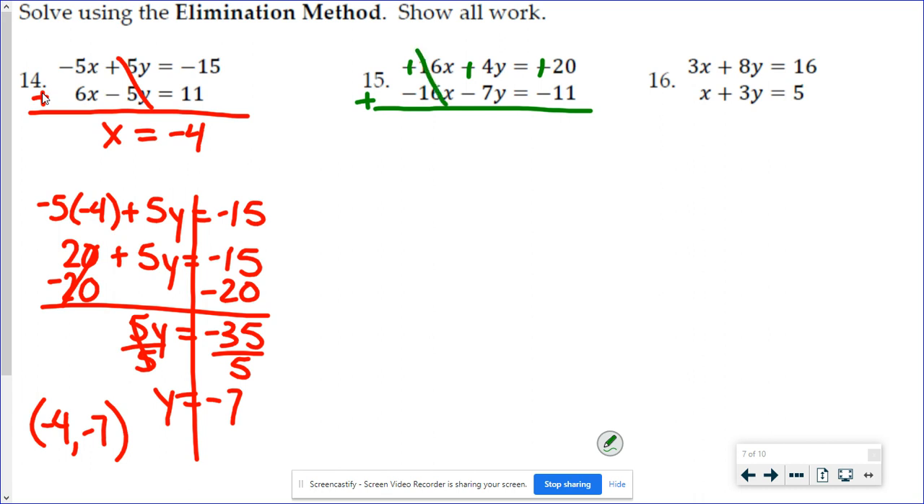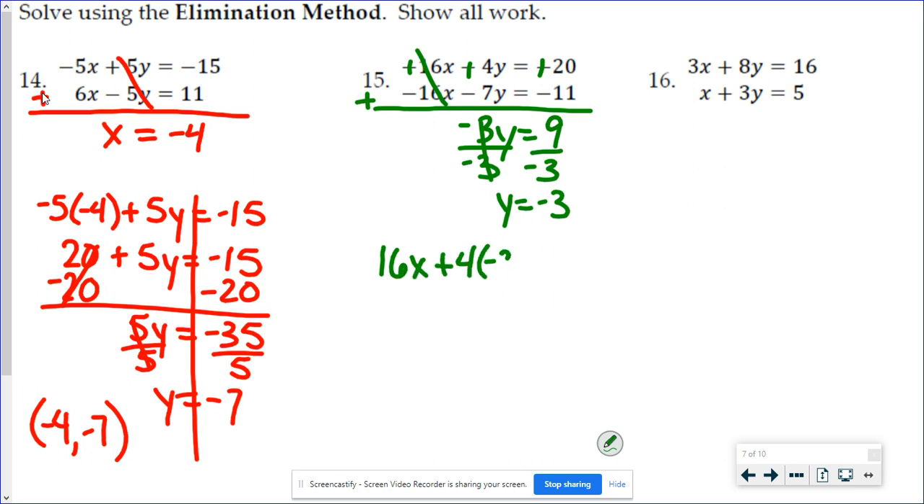Now my x is gone. +4y, -7y, -3y, and 20 minus 11 is 9. So the y is going to be -3. If I know the y, I just need to go back into one of the equations to find the x. And in fact, I kind of like the equation after I changed that top equation because everything is positive now. So let's use that. So I'm going to say 16x plus 4 times a -3 equals +20. Remember, I'm using the changed equation. So I'm going to solve this.